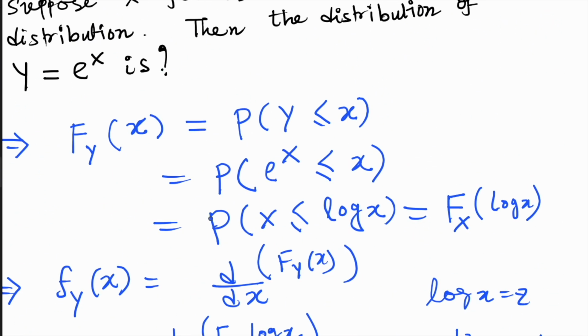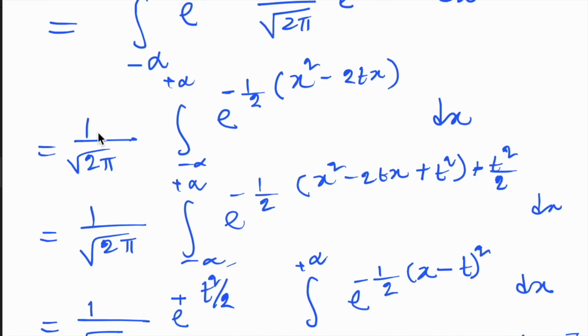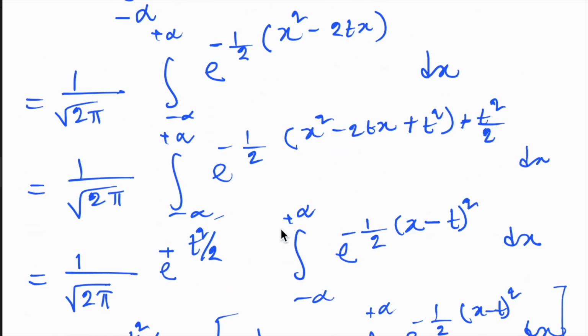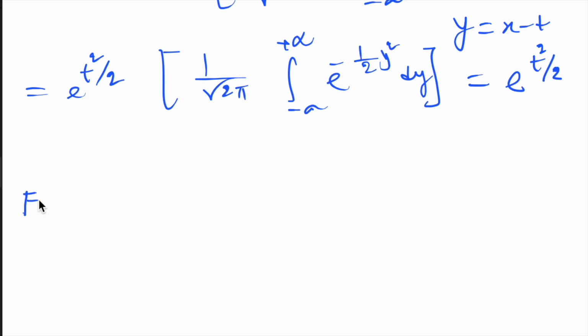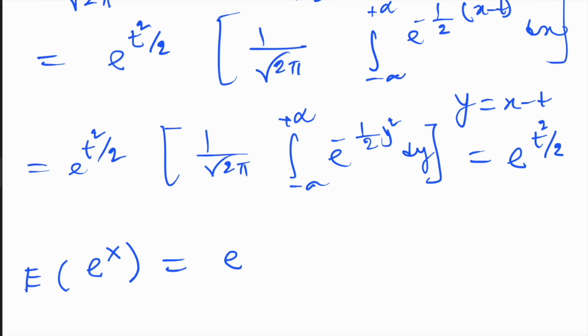Now here, if you see, the new random variable is y equal to e to the power x. This is similar to the generating function, only here t is equal to 1. So the expectation of e to the power x is nothing but the moment generating function of x at t equal to 1. So this is nothing but e to the power half.